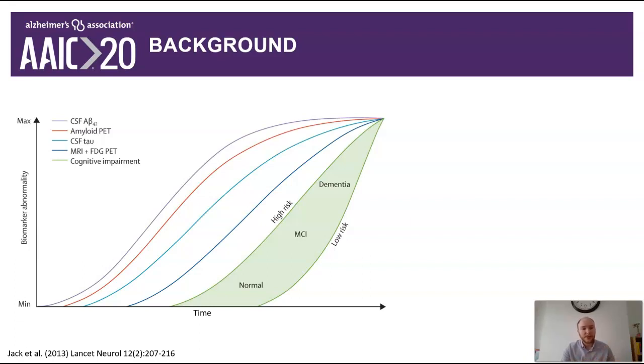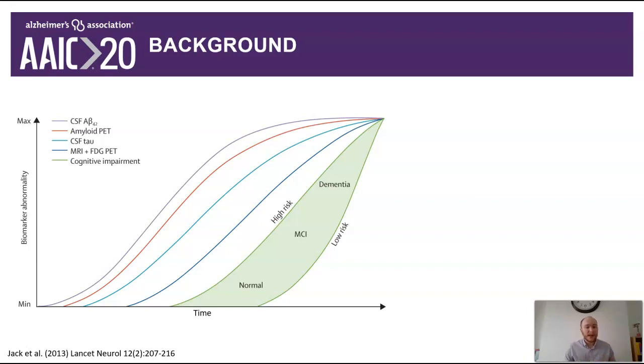A diagnosis of Alzheimer's disease based purely on symptoms isn't optimal for early diagnosis, as can be seen from this chart, which I'm sure many of you are familiar with, which shows the progression of biomarkers against time. As can be seen, the symptoms of dementia, the MCI, the mild cognitive impairment, and then the dementia symptoms occur very late in the disease progression.